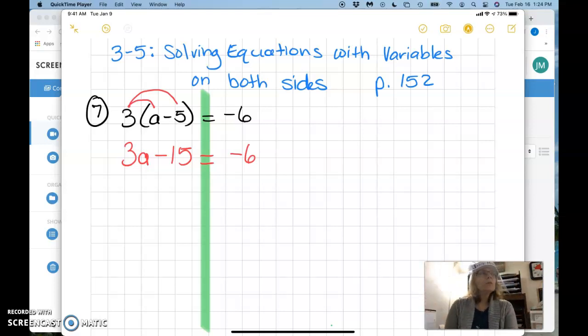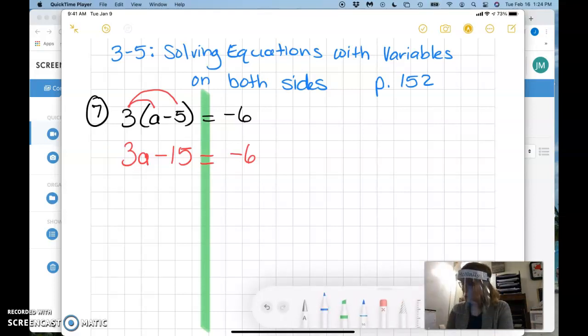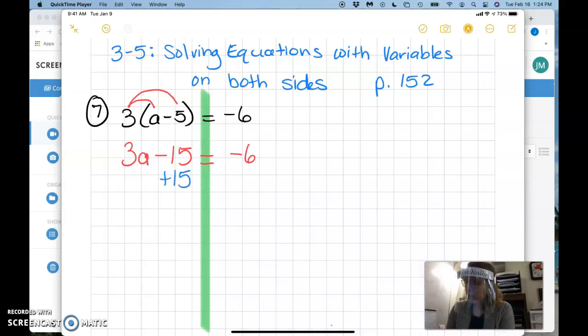All right, so now we need to get the variables on one side, the numbers on the other. The good news is on this equation, there's only one variable, and it's already on its own side. So we just have to move the number that's next to it. So what am I going to do? You're going to plus 15 to both sides. Excellent. I'm going to do the opposite. So I'm going to plus 15.